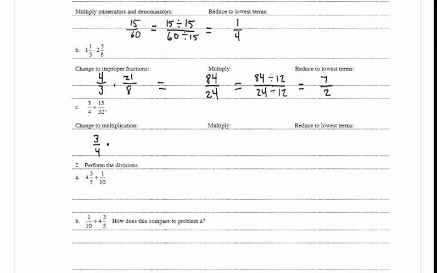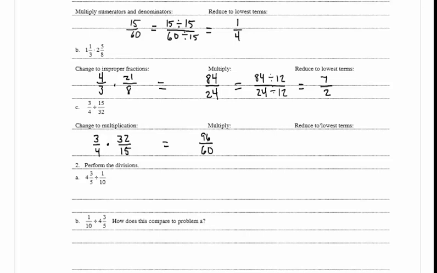Now a reciprocal is a number that when multiplied by the original number equals 1. So what you're going to end up doing is flipping the fraction. So the reciprocal of 15 over 32 is 32 over 15. And now we're going to perform the multiplication. So we have 3 times 32 is equal to 96. And 4 times 15 is equal to 60.